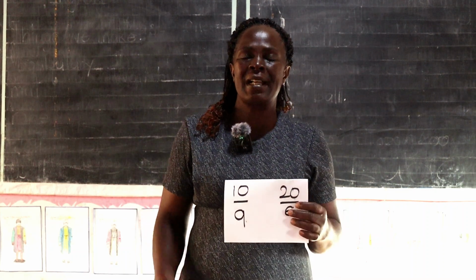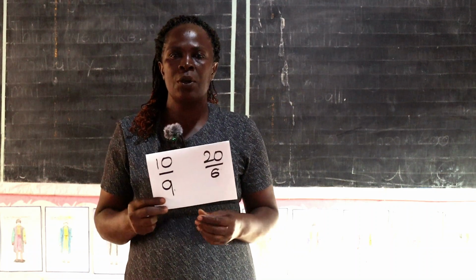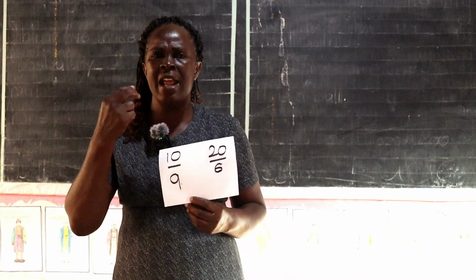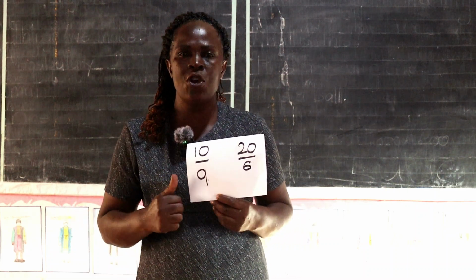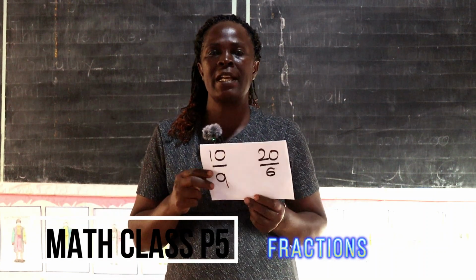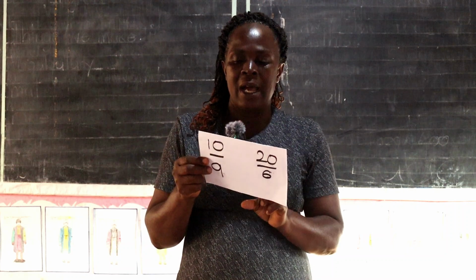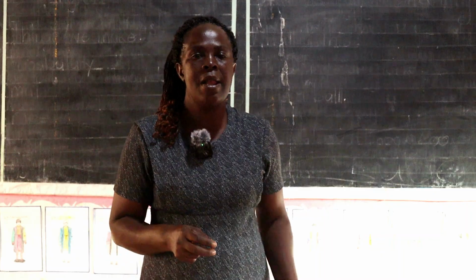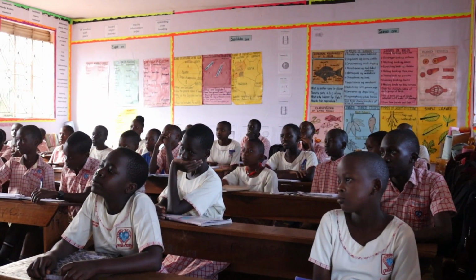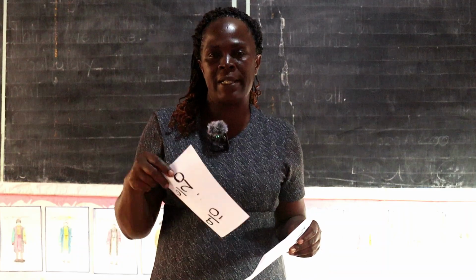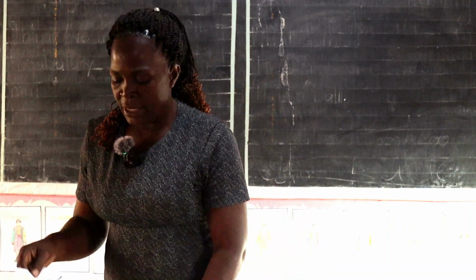And examples of improper fractions, we have 10 out of 9. You see that the numerator is greater than the denominator. Then we have 20 out of 6. Another one, we have 2 out of 1. Those are the improper fractions. The numerator is greater than the denominator.